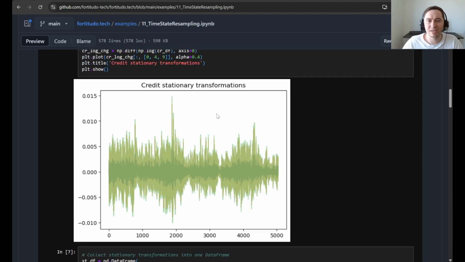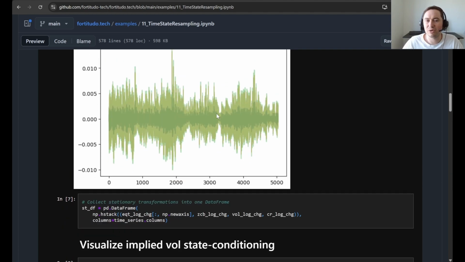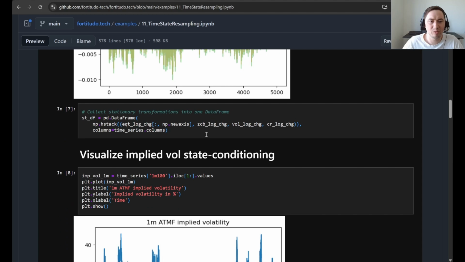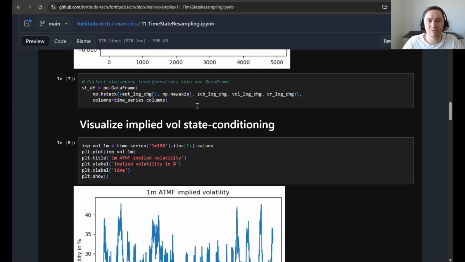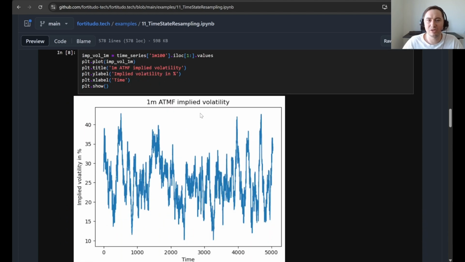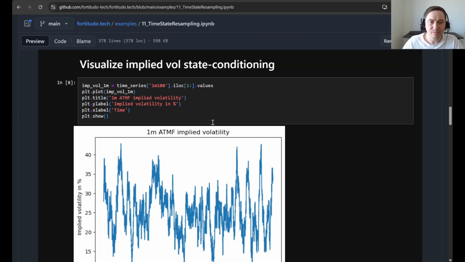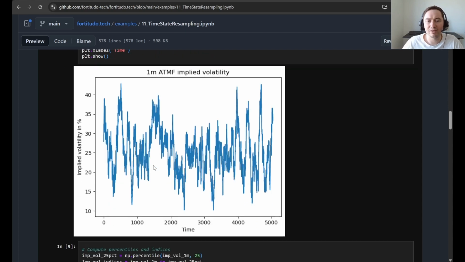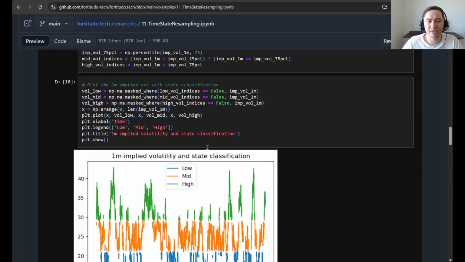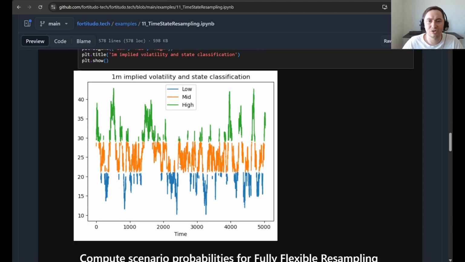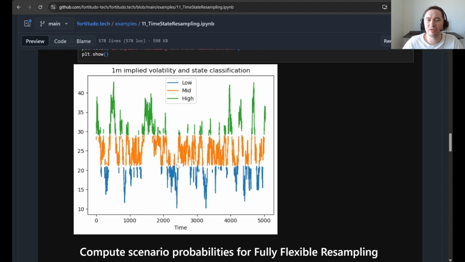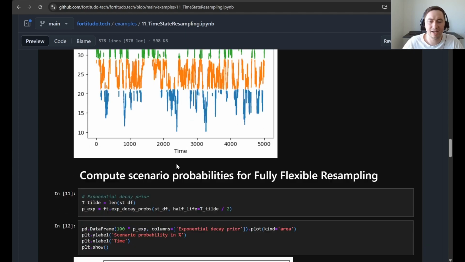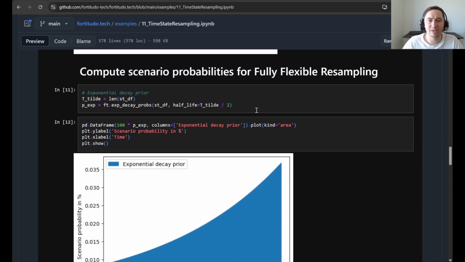All right, so this is also something that you can read a lot more about in the Portfolio Construction and Risk Management book. And then we collect these stationary transformations into one data frame, because this is what we want to work with. Here we first show you this 1 month at-the-money forward implied volatility, and then we perform this state classification that you saw before with the 25 and 75 percentile. And then we compute this initial prior exponential decay probability.